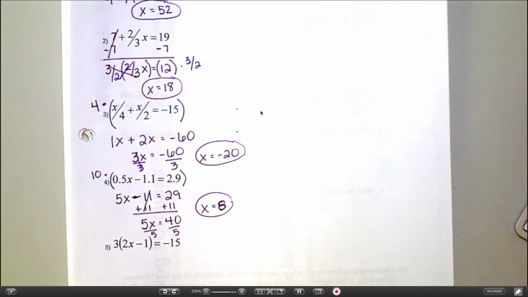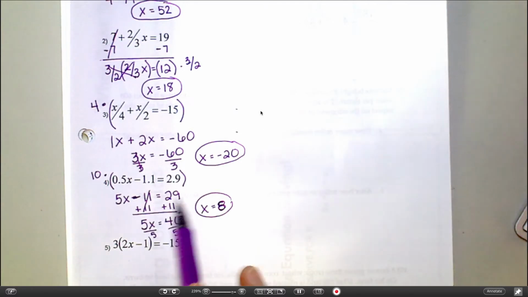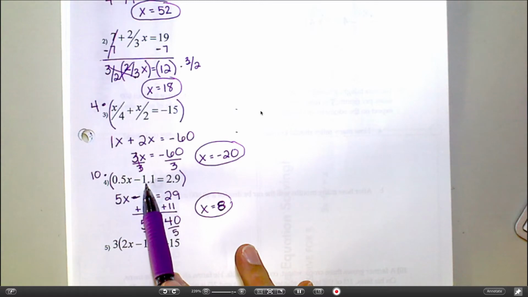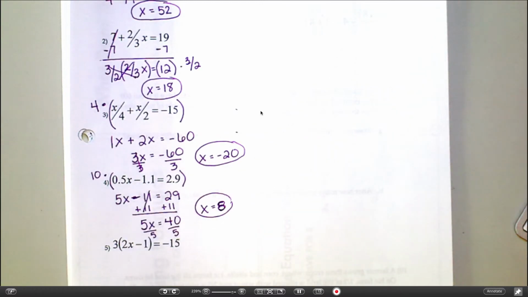Did you do it with the decimals, Curtis? Yes. Okay, and you still got 8, right? Okay, so let's see. What did you get when you did 2.9 plus 1.1? 4. Okay, and then you divided by 0.5? Did you do that in your head or on a calculator?